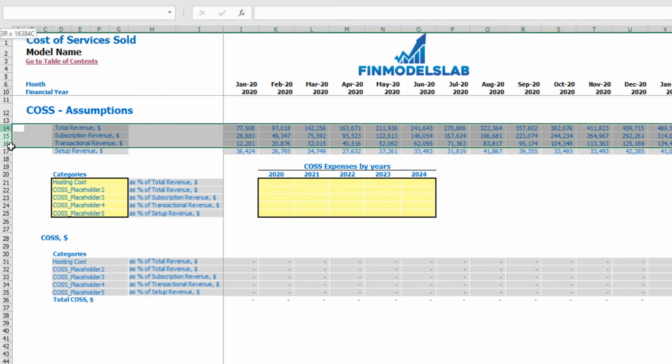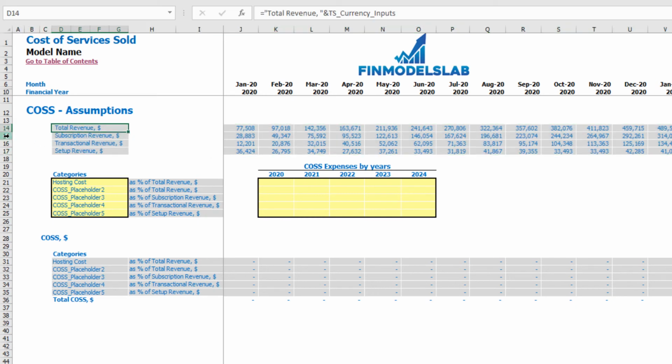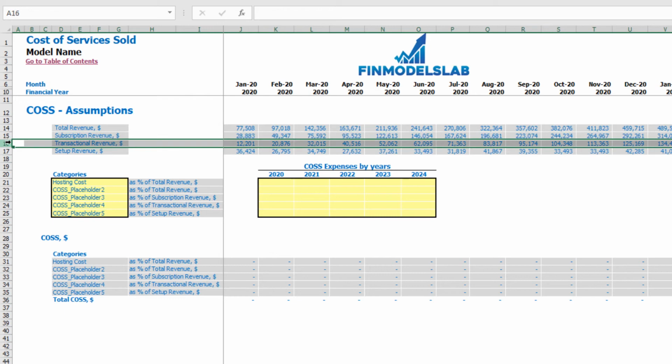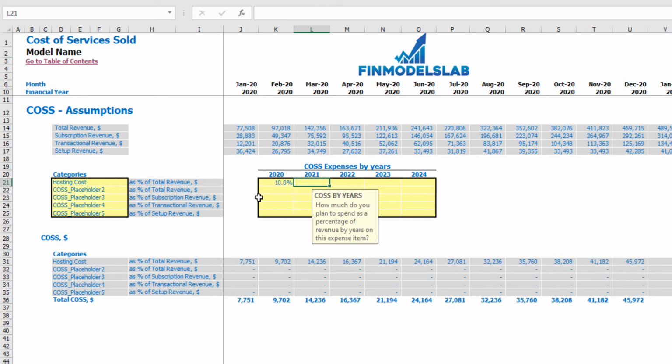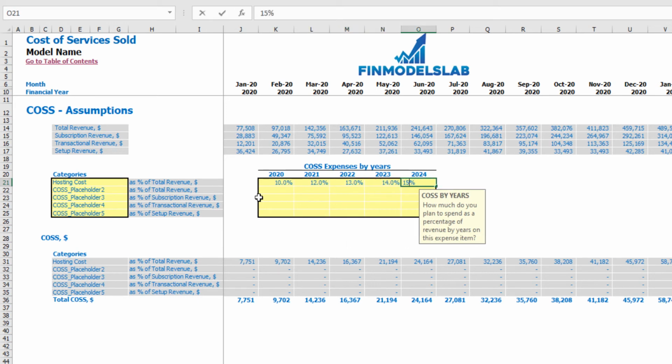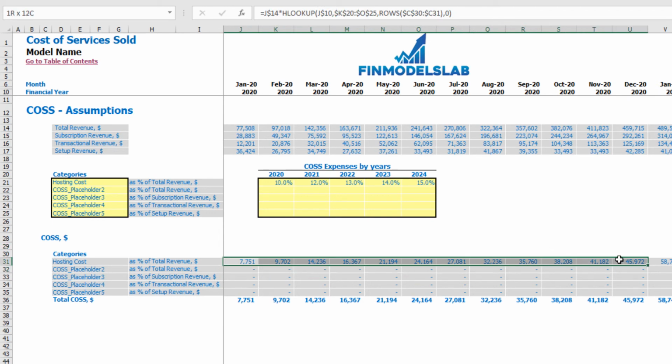On the top you have the basis of calculation, which is total revenue, and the breakdown: subscription revenue, transactional revenue, and setup revenue. So you just set up hosting cost, and we chose the basis as a percentage of total revenue. So by years we can input this amount, like 10%, 12, 13, 14, and 15. Below you may see the calculation of these line items by months.